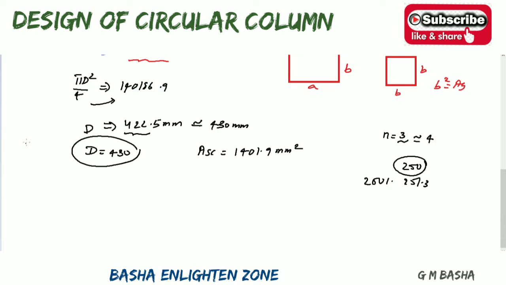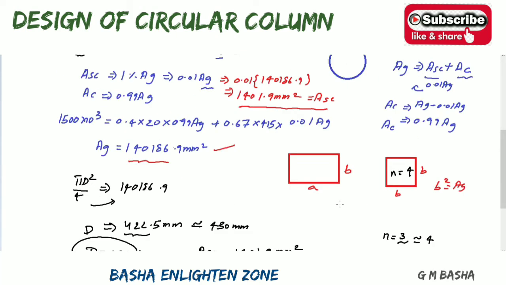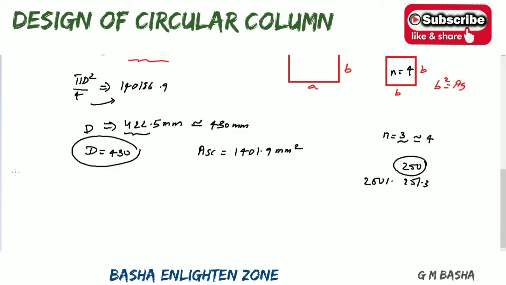So already we know that for a square column, the minimum number of bars will be equal to 4, and for a circular column, the minimum number of bars we are using will be equal to 6. Therefore, check the trials based on the 6 bars. So my first trial is 6 into pi. I am assuming the bar diameter of 16.